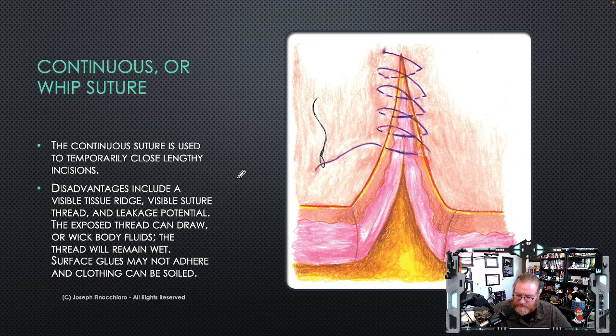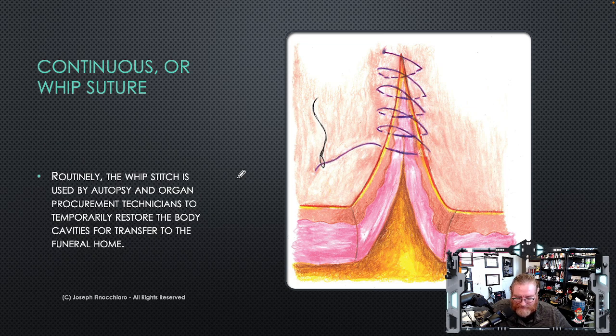The whip suture is used to temporarily close lengthy incisions. Disadvantages include a visible tissue ridge, visible suture thread, and leakage potential. The exposed thread can draw or wick body fluids. The thread will remain wet. Surface glue may not adhere, and clothing can be soiled. Realistically, we do not use a whip suture for very much in mortuary science. Routinely, the whip suture is used by autopsy and organ procurement technicians to temporarily restore the body cavities for transfer to the funeral home. That's it.